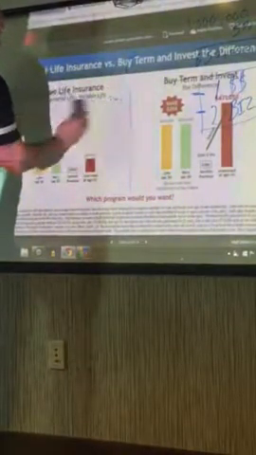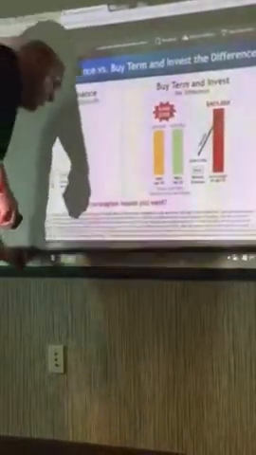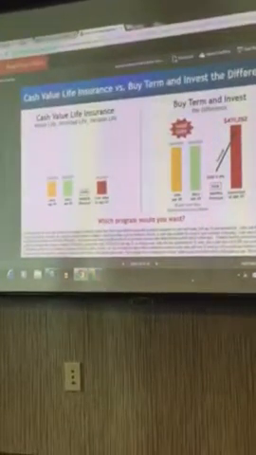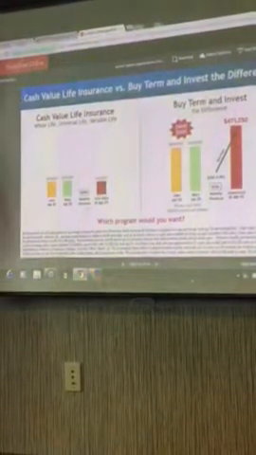This is an area for most of you because the first license you get is the life insurance license. You want to be really, really good at explaining this to people and talking about the benefits and features and everything that you do. So normally I have the sheet covered up and I just have the top part exposed: the cash value life insurance, and the buy term invest the difference.